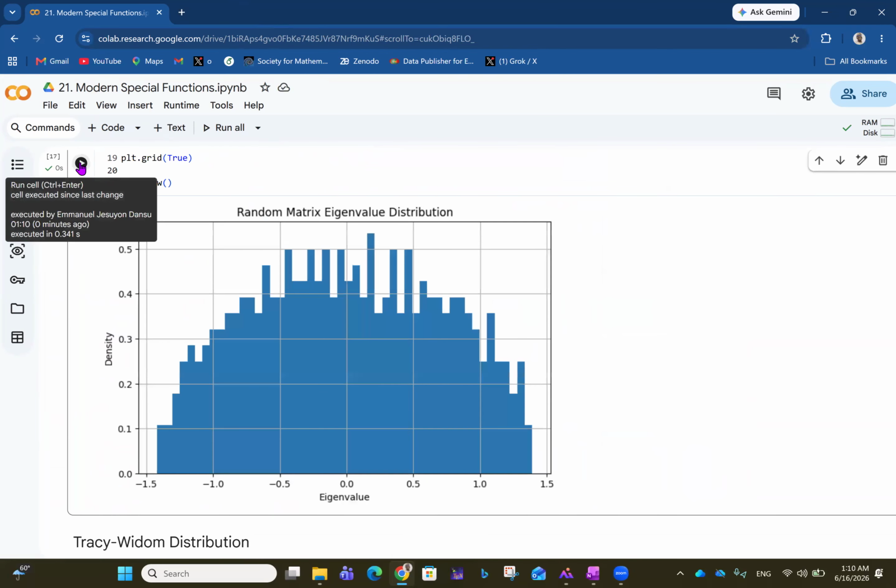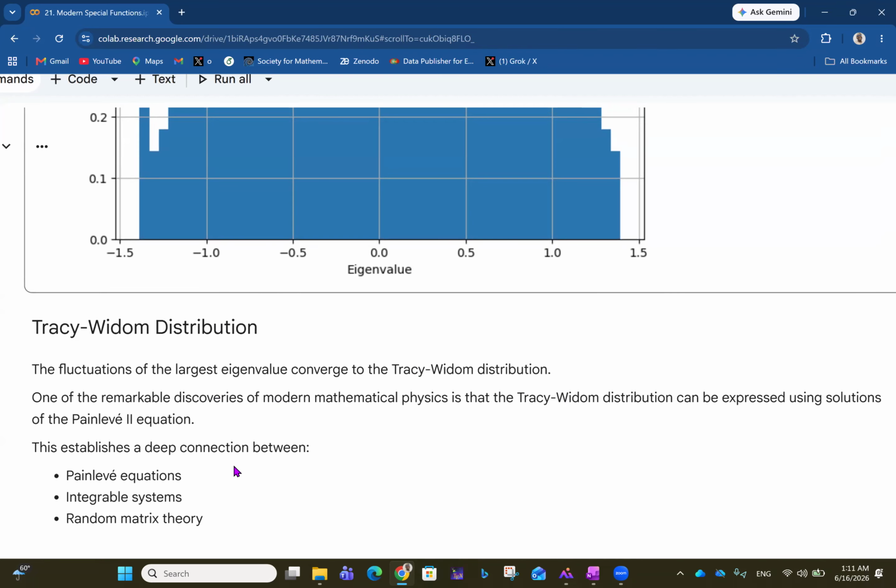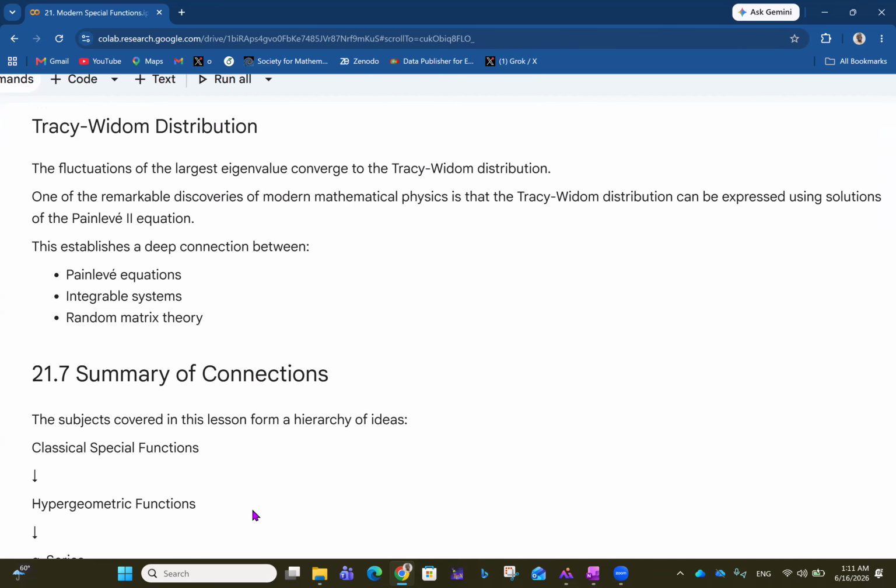All right, so we have the Tracy-Widom distribution. Fluctuations of the largest eigenvalue converge to the Tracy-Widom distribution. So as it's fluctuating, it converges to the Tracy-Widom distribution. One of the remarkable discoveries of modern mathematical physics is that the Tracy-Widom distribution can be expressed using solutions of the Painleve 2 equation. This establishes a deep connection between Painleve equations, integrable systems, and random matrix theory.